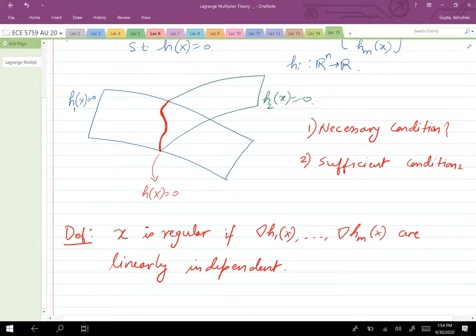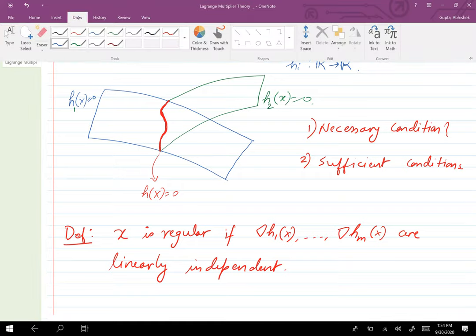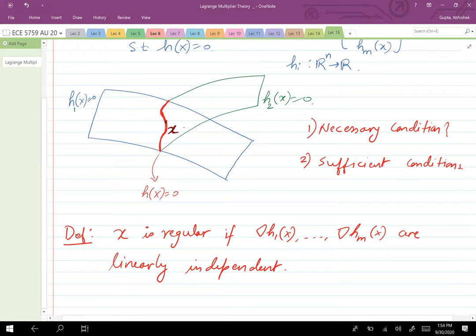What does that mean for this particular picture? So what's the gradient of h1 at a point x? Let's say I pick a point x here. This is my x. And what's the gradient of h1(x)? If you have a surface, what does the gradient of the equation defining the surface look like? Whenever you have h1(x) equal to zero and you're looking at that surface and you have a point on that surface, the gradient is always going to be an outward normal. So this is what the gradient of h1(x) is going to look like.